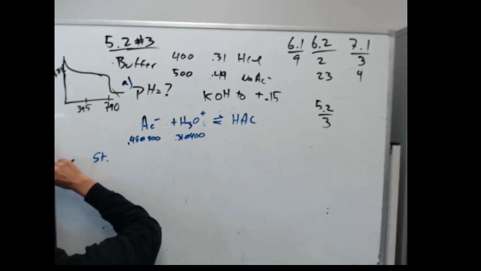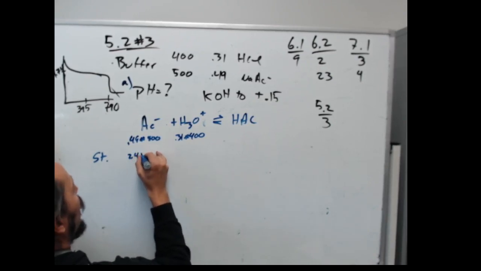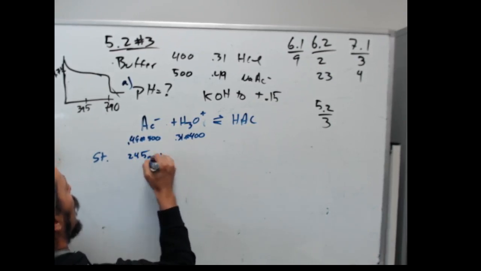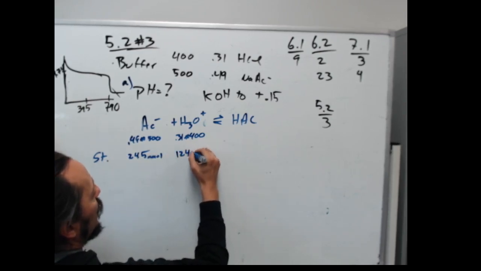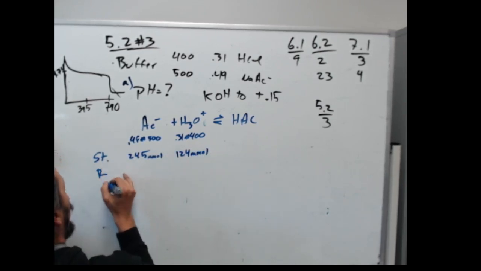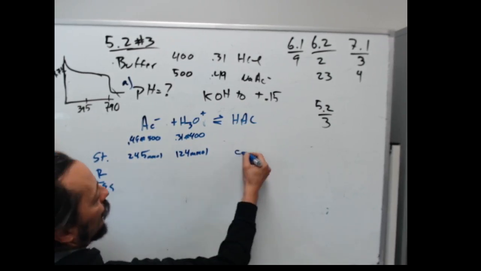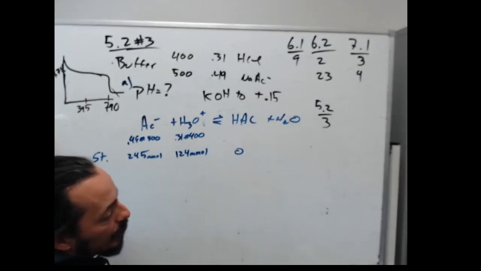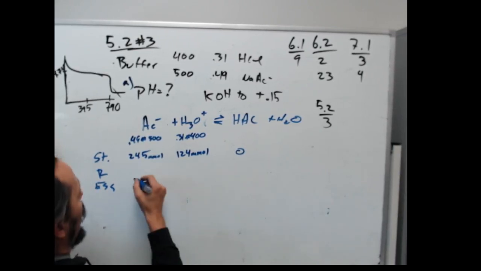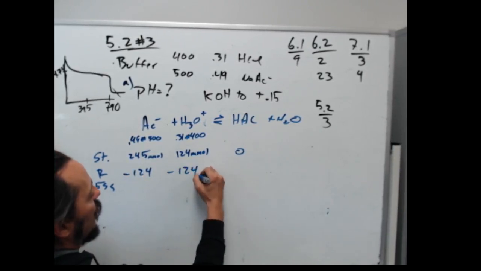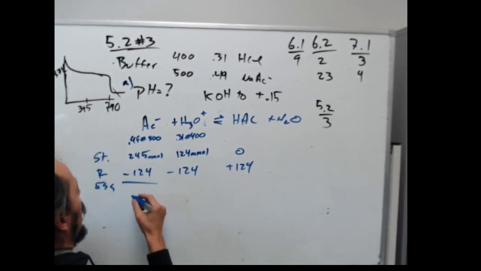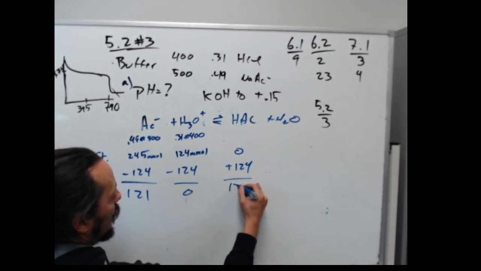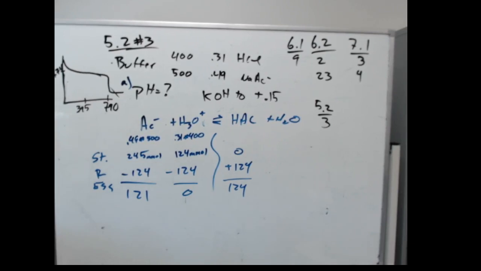0.49 times 500. That's 245 millimoles. And then 0.31 times 400, 124 millimoles. Don't really care about the H2O being made, but it's there too. I'm going to have minus 124, minus 124, plus 124, plus 124. That gets me 121, 0, 124. Are we okay with that stoichiometry?